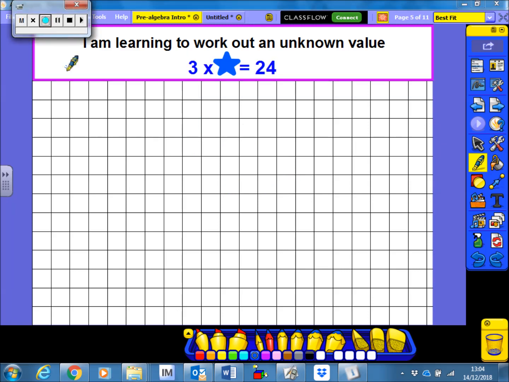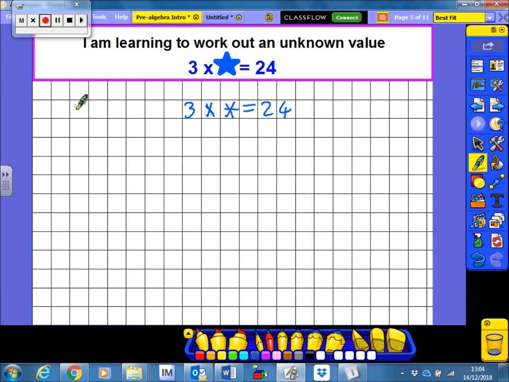Now in this next one, we're going to have to rely on our understanding of times tables. But if we know our times tables, this should be no challenge at all. So we know that 3 times something equals 24. Now all we really need to do here is say our 3 times table. If we say our 3 times table, we'll eventually get to the answer of this.